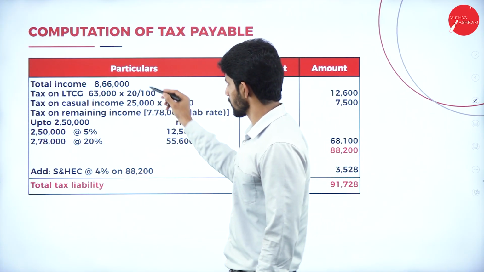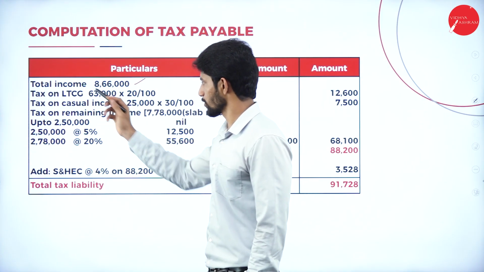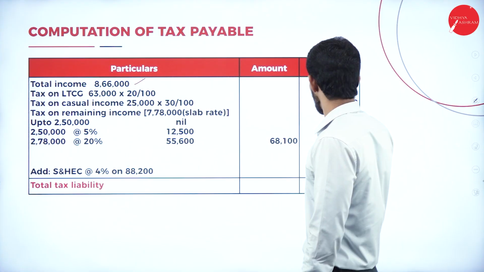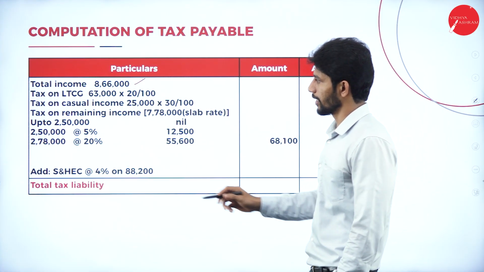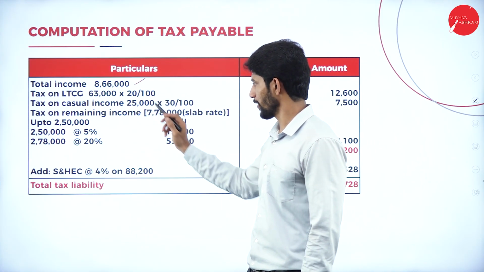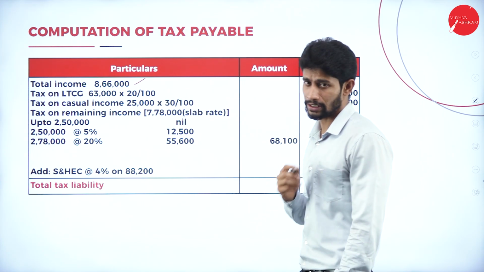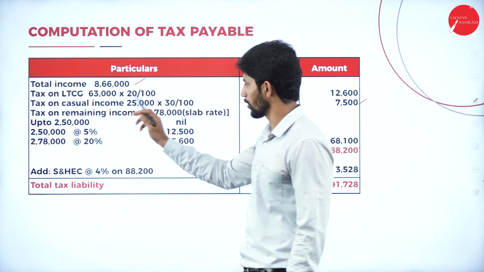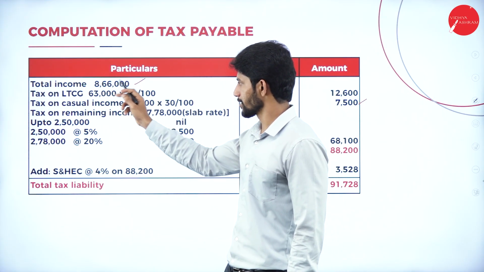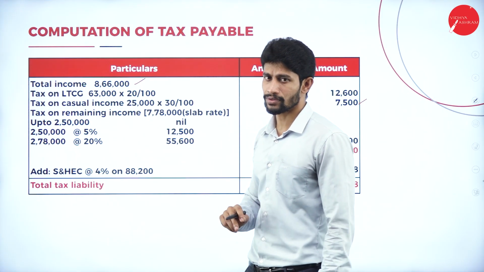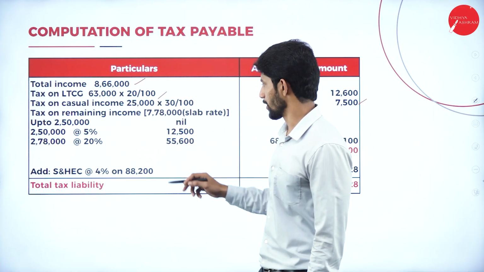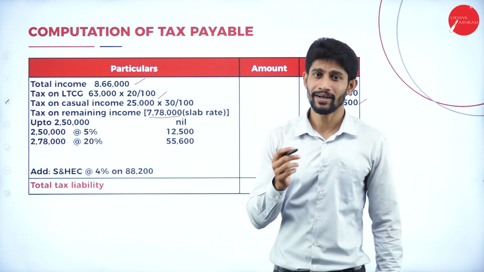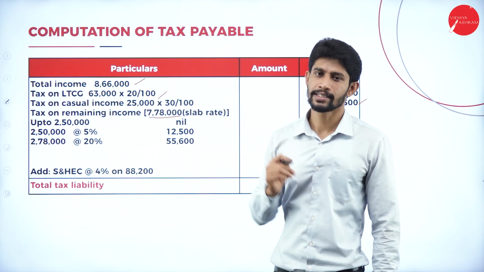Total income is 8,66,000. So tax on long-term capital gain 20% on 63,000. So you will get 12,600. Next, tax on casual income 25,000 into 30%, that is lottery income. You will get 7,500. Next, tax on remaining income. So from 8,66,000, if you deduct 63,000 and 25,000 of casual income, you will get balance of 7,78,000. On 7,78,000, apply the slab rate.